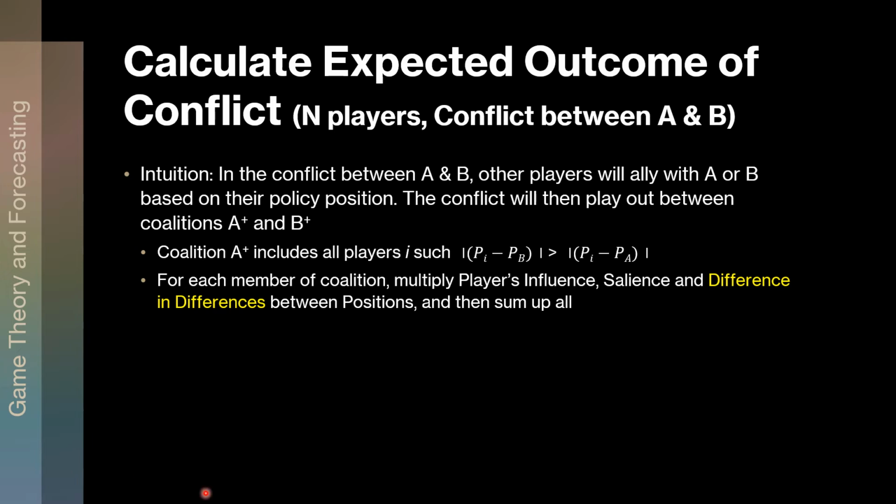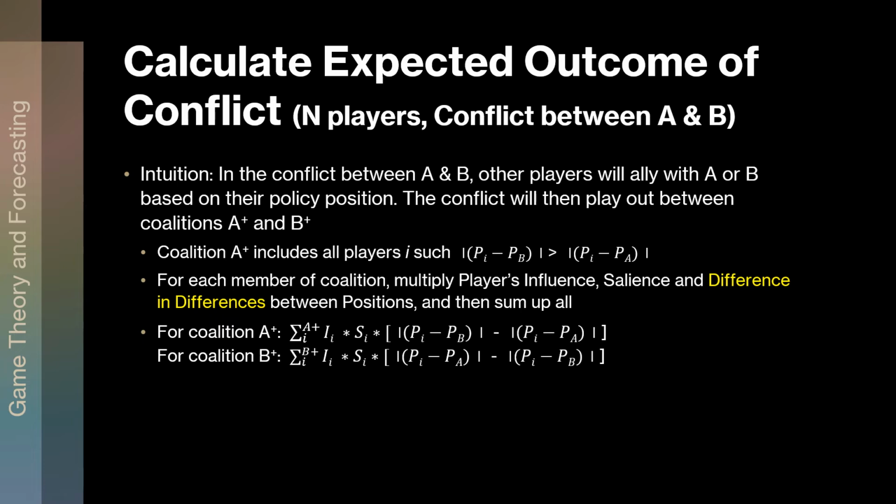I'm not going to go into that. We've already complicated this enough. Then what we've got to do is do calculations similar to what we did before. For each coalition member, we're going to multiply that player's influence times the salience. And now the difference in differences between positions, because now a coalition partner isn't fighting for their favorite position. If you're on team A plus, if you're on A's side, you're fighting to get A's position. So you're not going to get your favorite position out of this, but you're going to get something better than what would occur if B won. So the question is, what's the difference in these differences? How much of a gain is at stake? So we have to calculate the stakes just a little bit differently, although it's not too crazy.